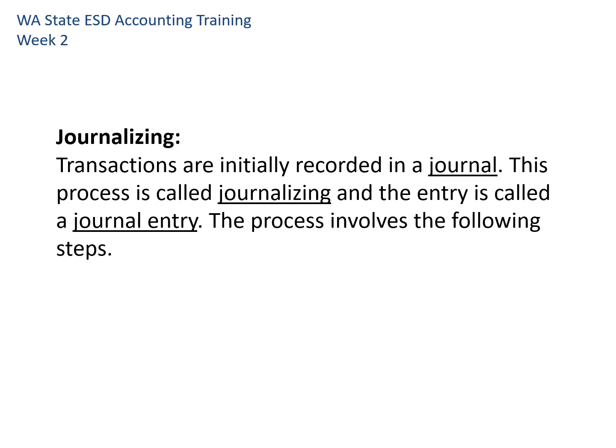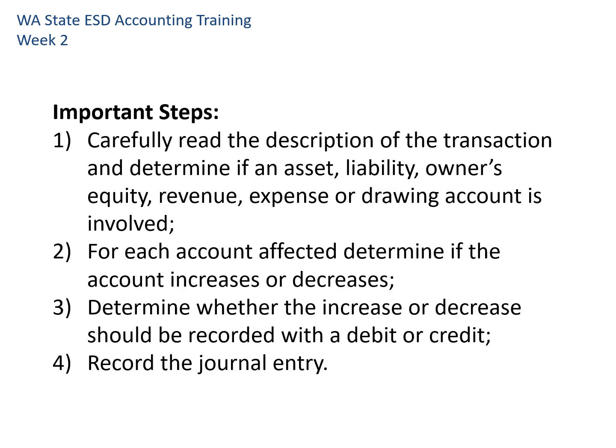So journalizing is how we record a transaction that we either learn about or have a source document for. That process is called journalizing, and we record a journal entry in a journal. So the steps in transferring what is a written or verbal description of a transaction into a journal entry that other people can understand and that a computer system can understand, we follow these steps.